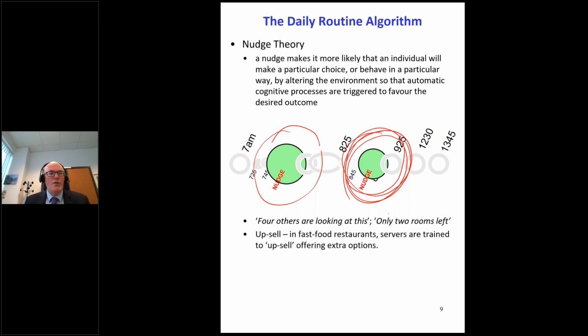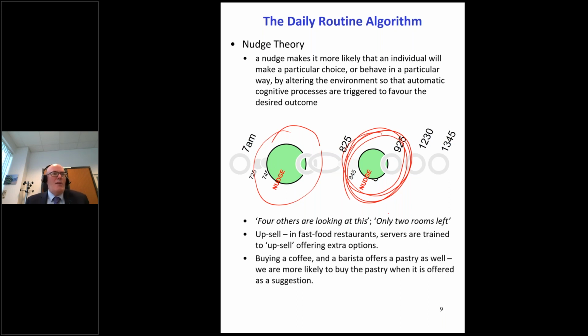So as I said to you, you probably haven't counted already, 4 others are looking at this. Only 2 rooms left. How many times have you gone in to buy a coffee and a barista was offering you a pastry as well? Would you like a pastry with your coffee? That's upselling, and the reason why companies do that is they are trying to influence your behavior. And if they can sell extra pastries, then that's extra sales for them. So they're nudging your behavior.